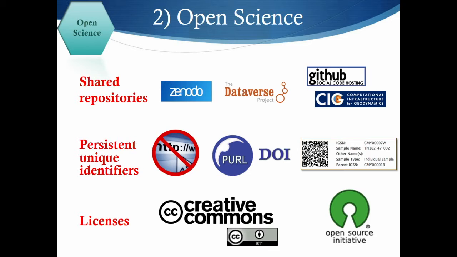So you can assign DOIs to data sets. You can assign DOIs to software versions if you use any of these shared repositories that I talked about. So these are best practices. You can also assign unique identifiers to samples, physical samples.